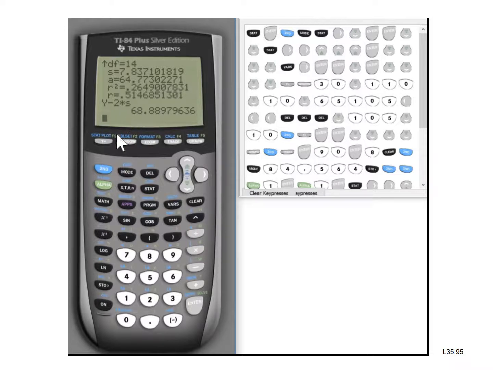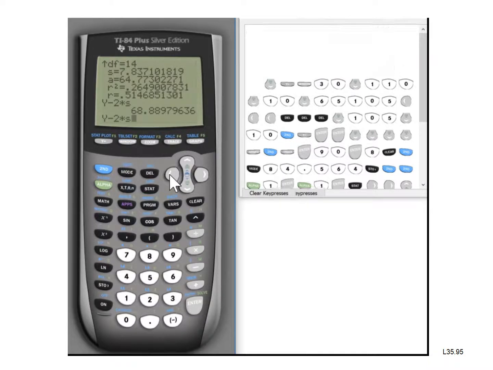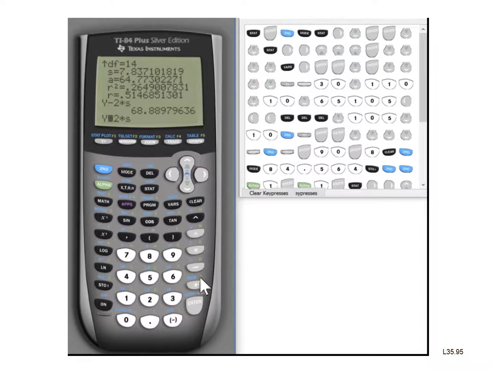And now to get the upper endpoint, I want to do y plus 2 times s. But rather than type it all in again, I'm going to use the entry function right above my enter key. That'll copy and paste the last thing. I'm going to just go back over to that minus, change it to a plus, hit enter, and there's our upper endpoint.